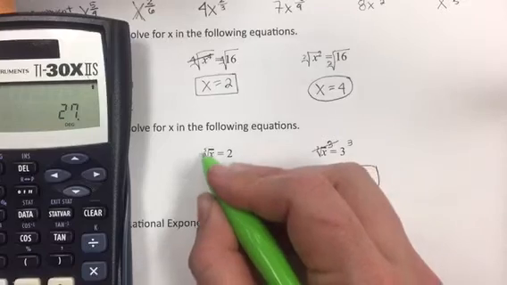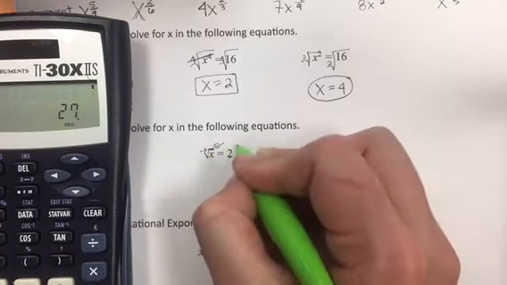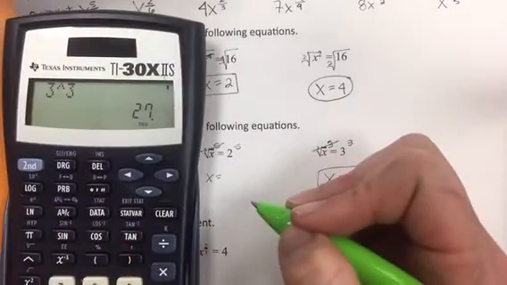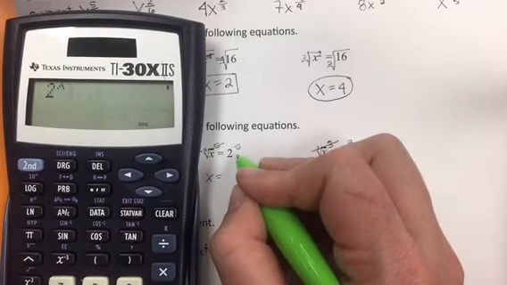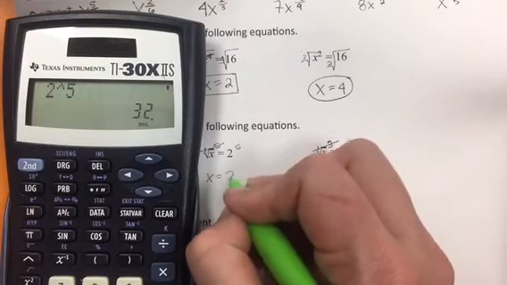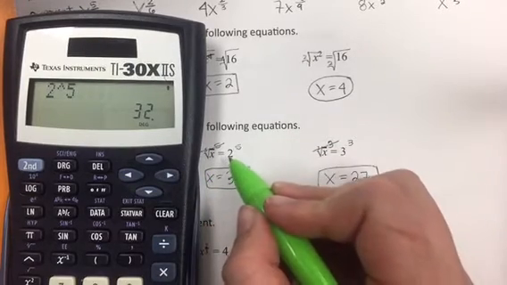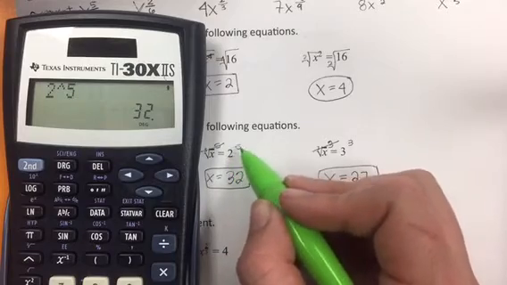To get rid of the radical of 5, we have a power of 5, so they cancel out, which would mean x would be 2, caret button, 5, enter, 32, which means 2 times 2 times 2 times 2 times 2. So you'd multiply it by itself 5 times.